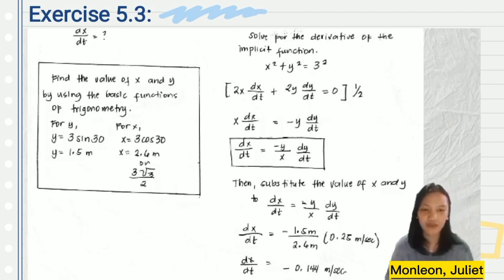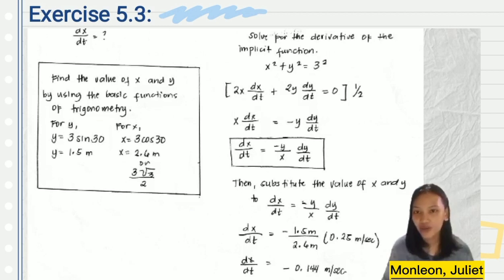Next, we come to the final equation that we will use in finding the derivative of x with respect to t, which is equal to negative y over x times the derivative of y with respect to t. Before we proceed to the next step, we will first find the value of x and y by using the basic functions of trigonometry.